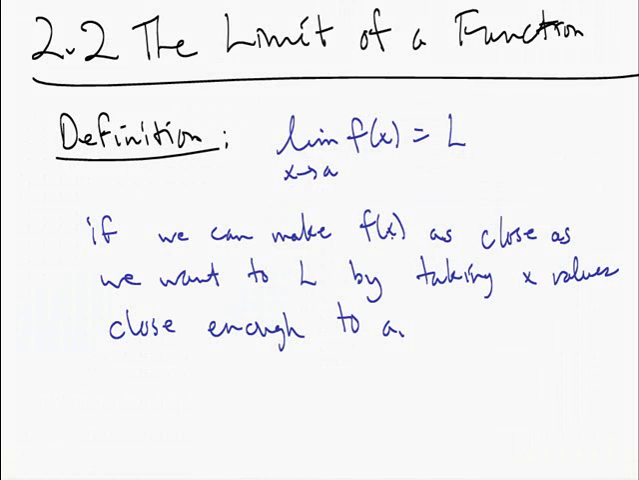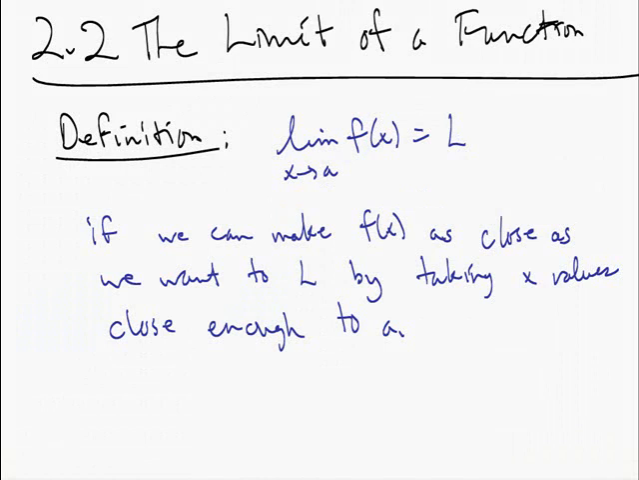We mean that we can make the function f of x as close as we want to that value L by taking x values that are close enough to the value of a. In other words, we can get as close as we want. You want to get within 1/10, 1/100th, 1/1000th. We can get as close as we want to that value for f of x as long as we let x get closer and closer and sufficiently close to the value of a.